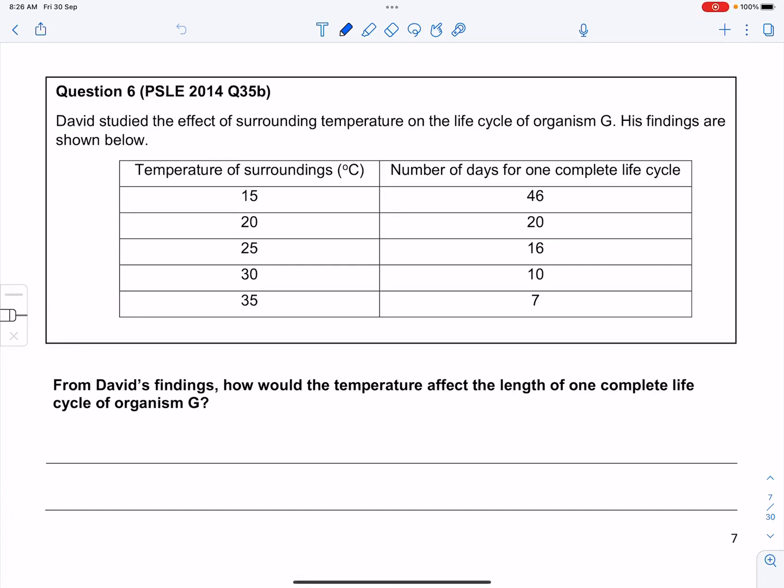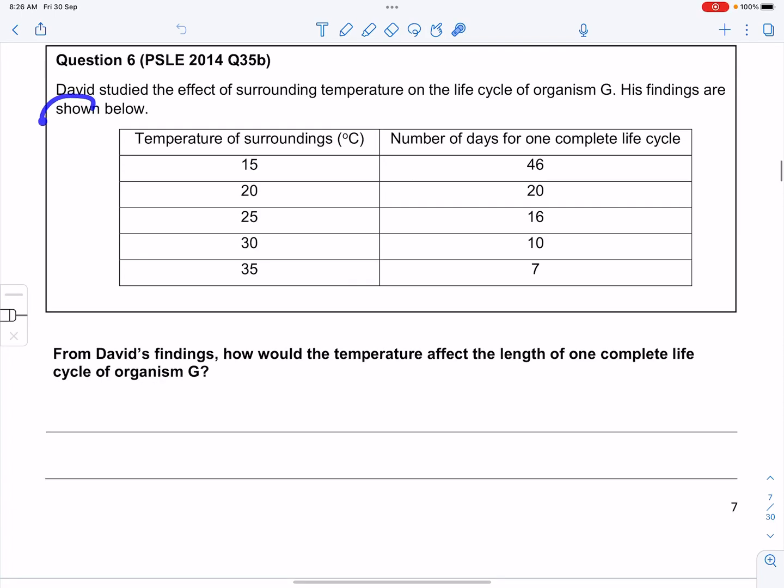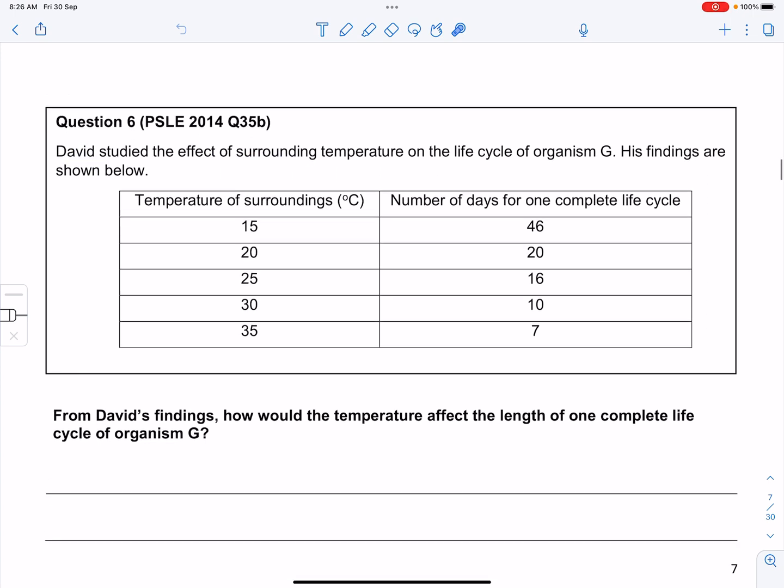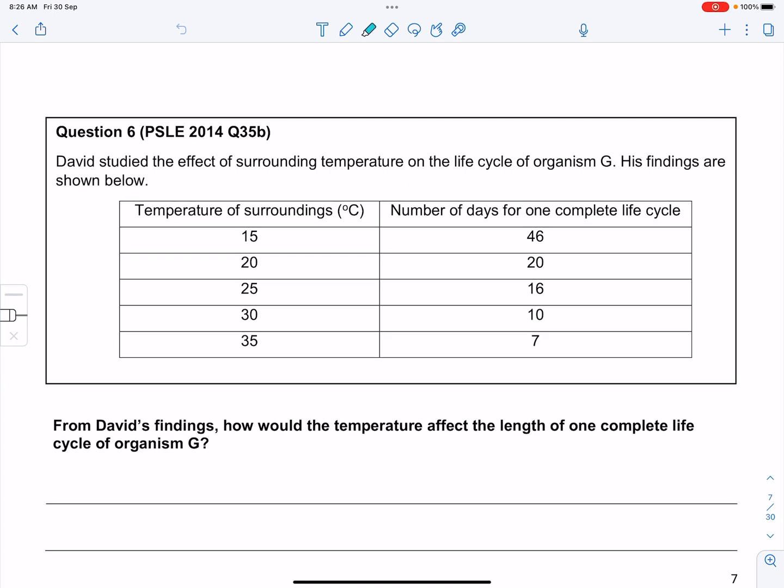Continuing question number 6. David studied the effect of surrounding temperature on the life cycle of organism G. His findings are shown below.